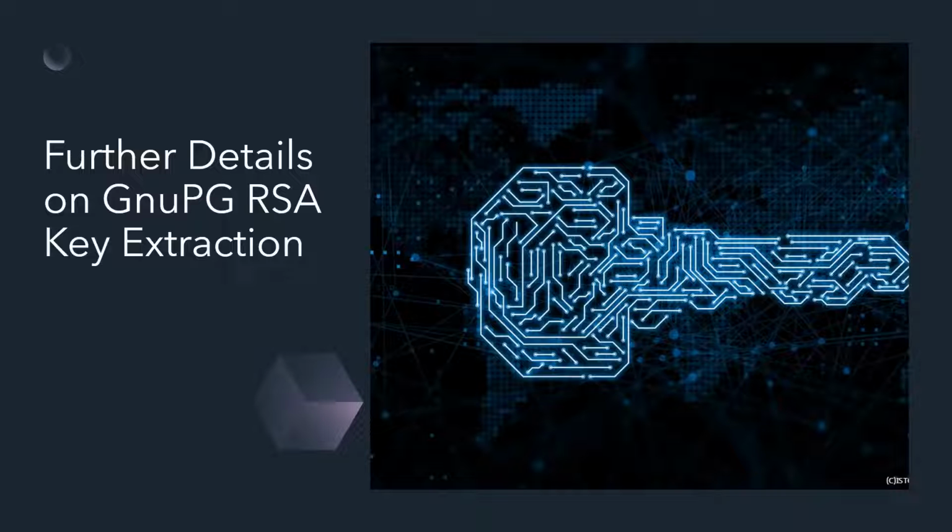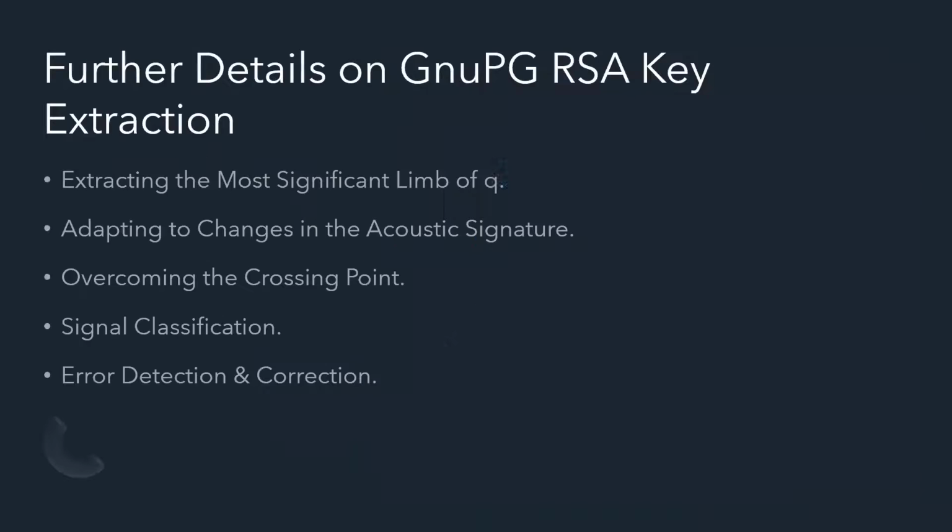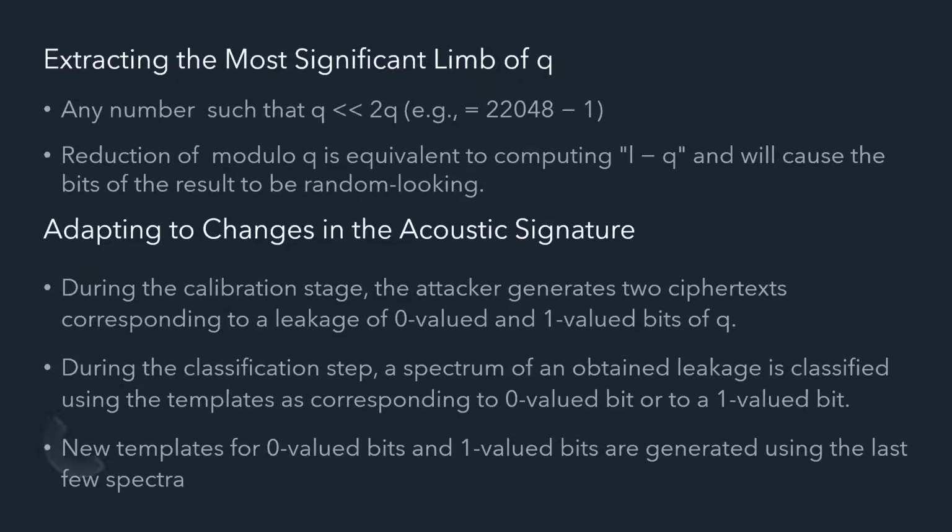In this section of the paper, the authors systematically analyzed the acoustic leakage created by the attack and presented the complete attack on GnuPG. The following things are going to be discussed. I'll discuss them one by one. First comes extracting the most significant limb of Q.